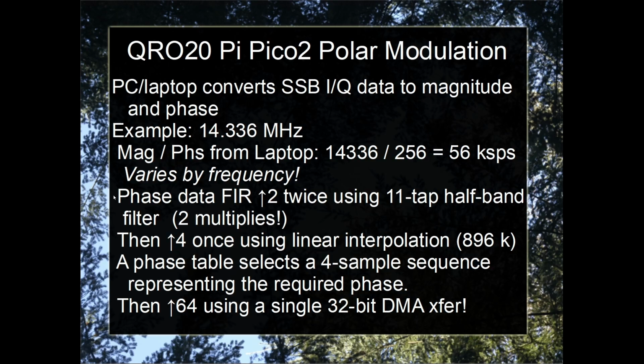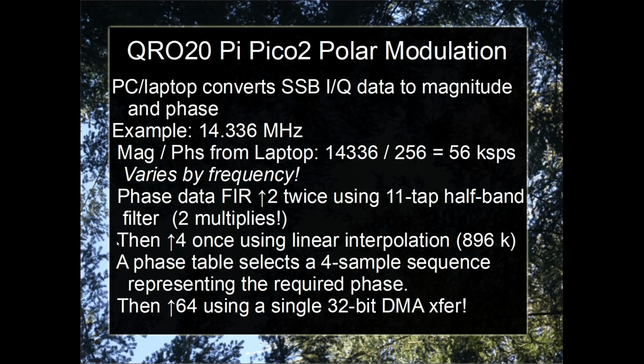The phase data is going to get upsampled using a FIR filter to prevent any extra frequencies popping up in the spectrum, using an 11-tap half-band filter. This only uses 2 multiplies per sample, which is super convenient for the low resources of a microcontroller. The other thing to note here is we take advantage of the fact that there's only 3 kilohertz worth of spectrum in this 56 kilosample per second stream. So it lets us do some tricks like this.